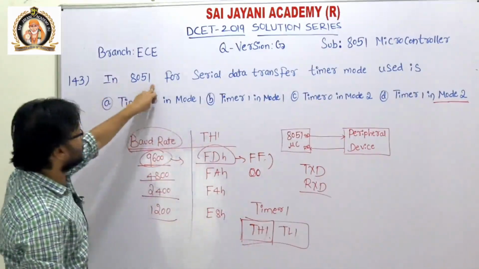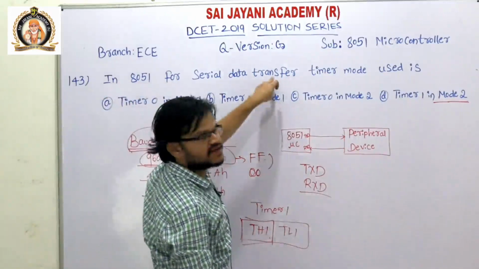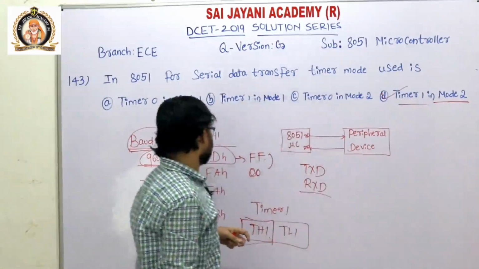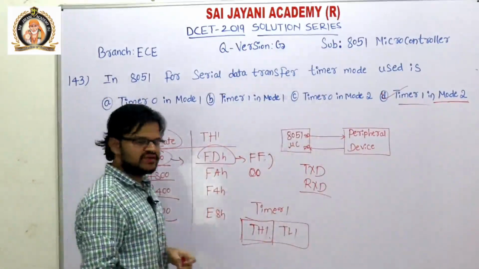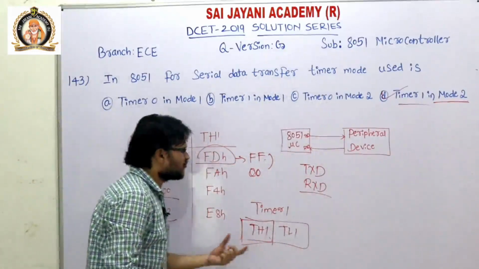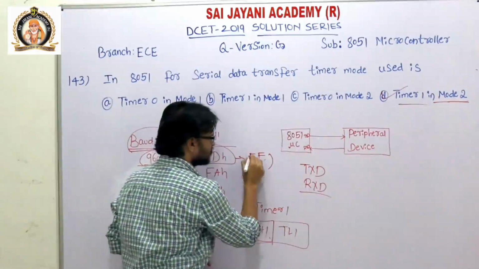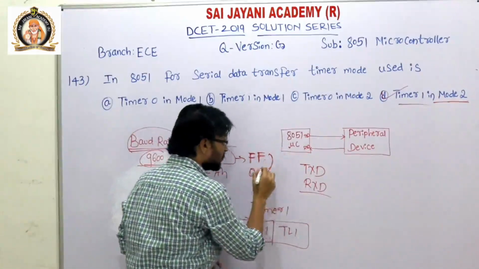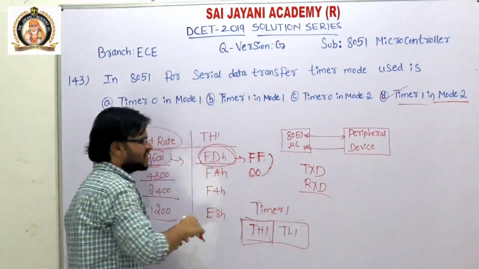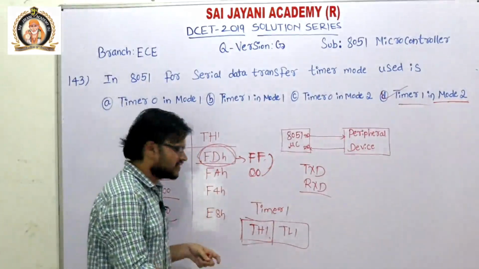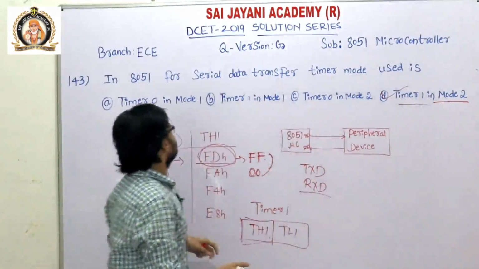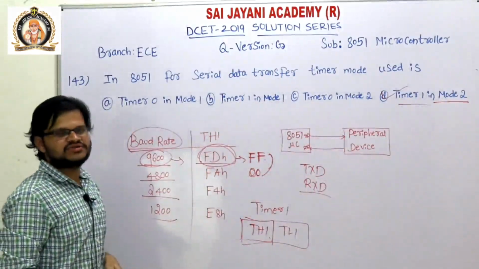So in the 8051, for serial data transfer, the timer mode used is timer 1 in mode 2, because the baud rate values are stored in the higher byte of timer 1. When the values roll over from FFH to 00H, the initial values are reloaded into the TH1 register. So we are using mode 2. So the fourth option is the right option for this question.